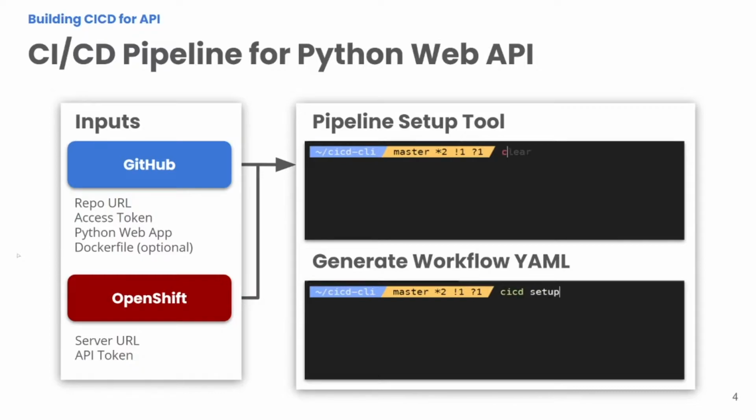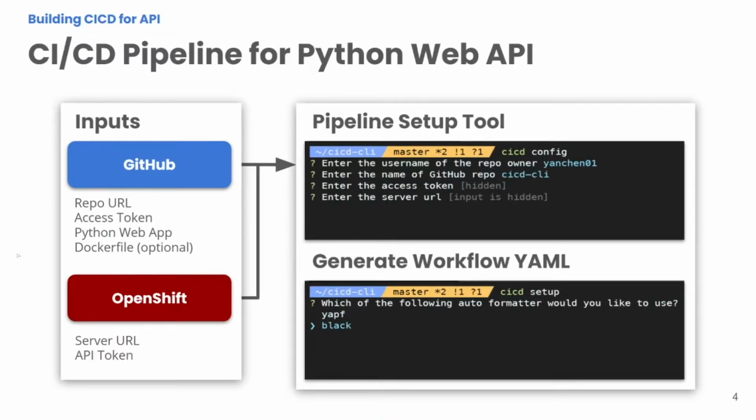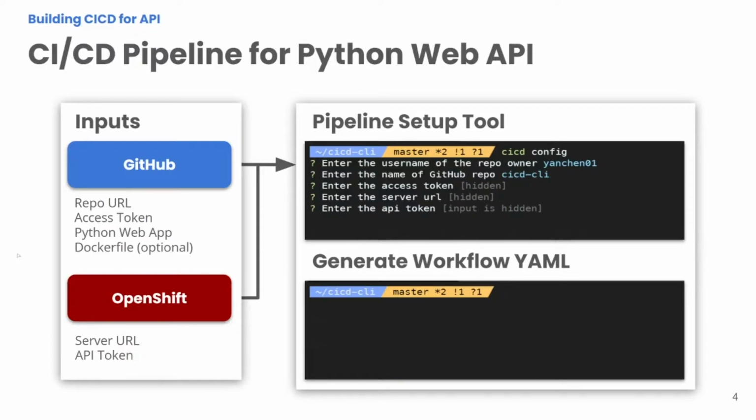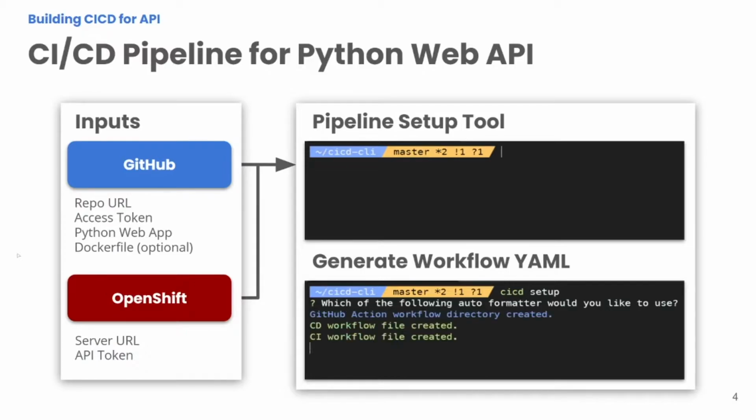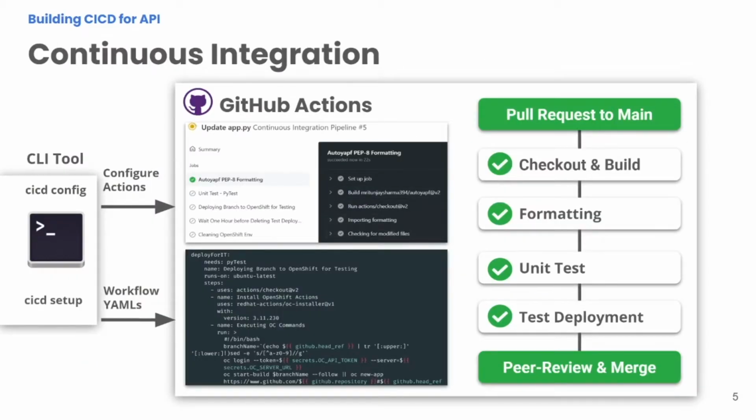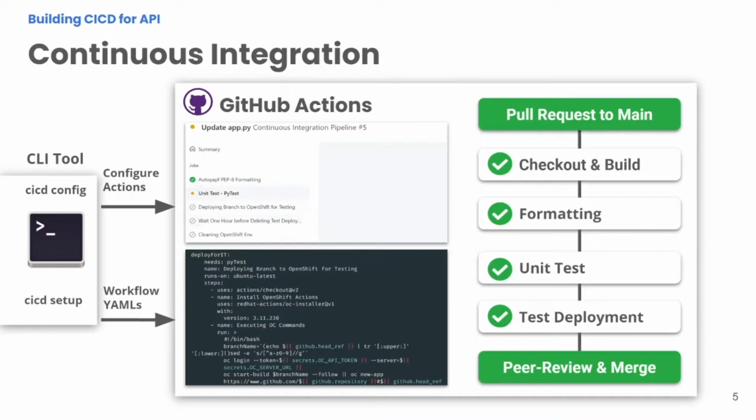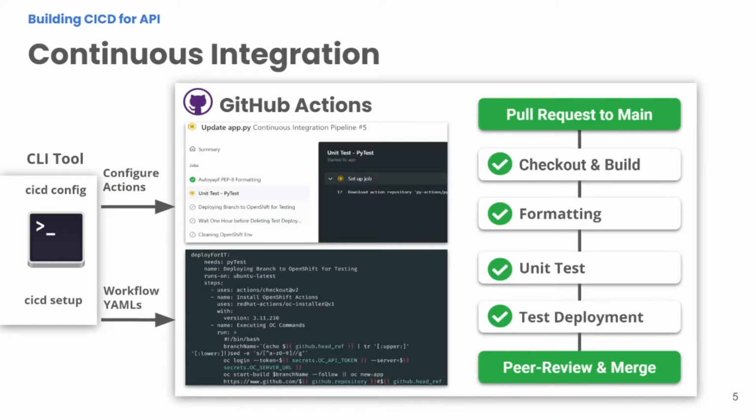We developed a CI/CD pipeline for Python web APIs. We created a command line interface tool that sets up the entire pipeline and connects all services together. Once you provide it with the required inputs, the tool generates YAML files that contain the workflow template. These template files get sent to GitHub Actions, which configures an automated workflow made up of several jobs. All code changes go through the workflow.